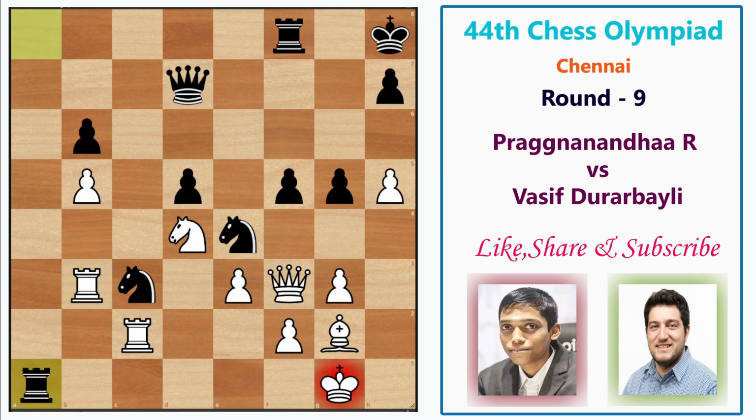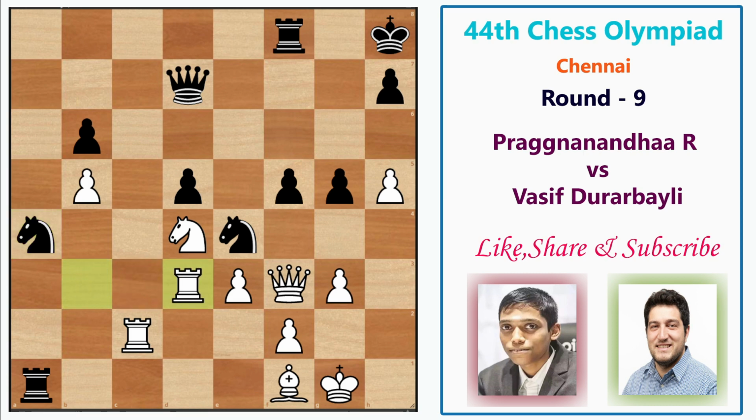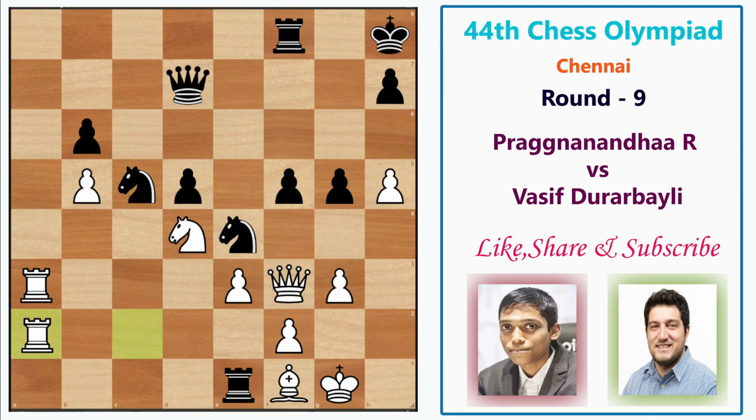So rook a1 check first, and after bishop blocking the check, we have knight a4. And after this, rook d3 by Pragg, we have rook e1, rook a3, knight c5, rook a2, and we have doubled on the a file. So far, there was no mistake or blunder or whatsoever.